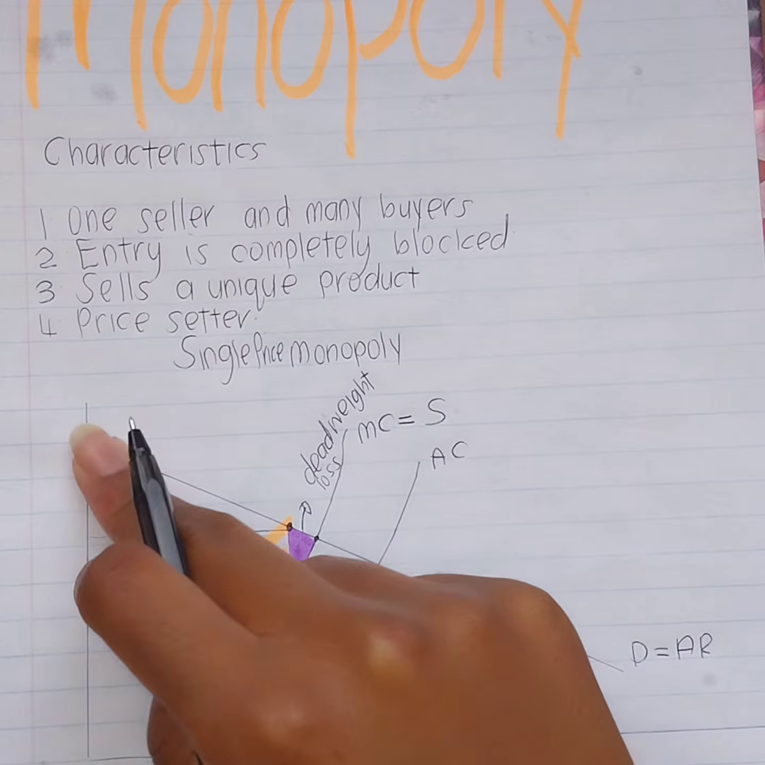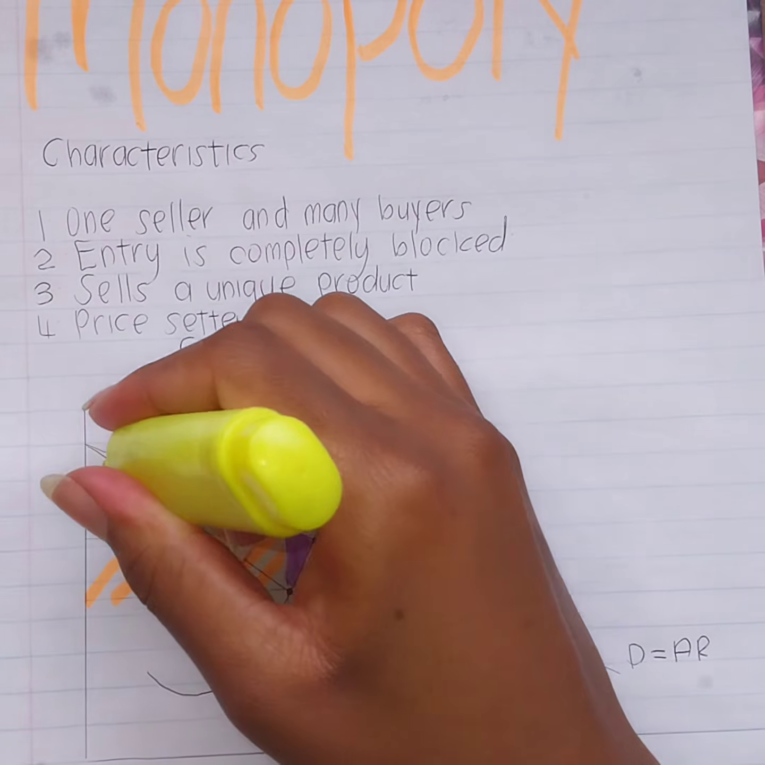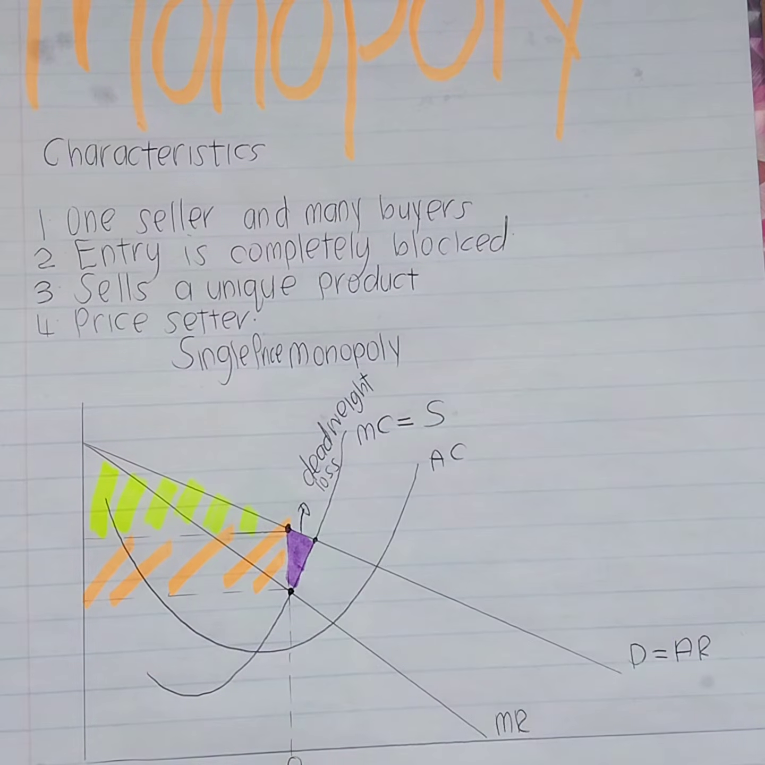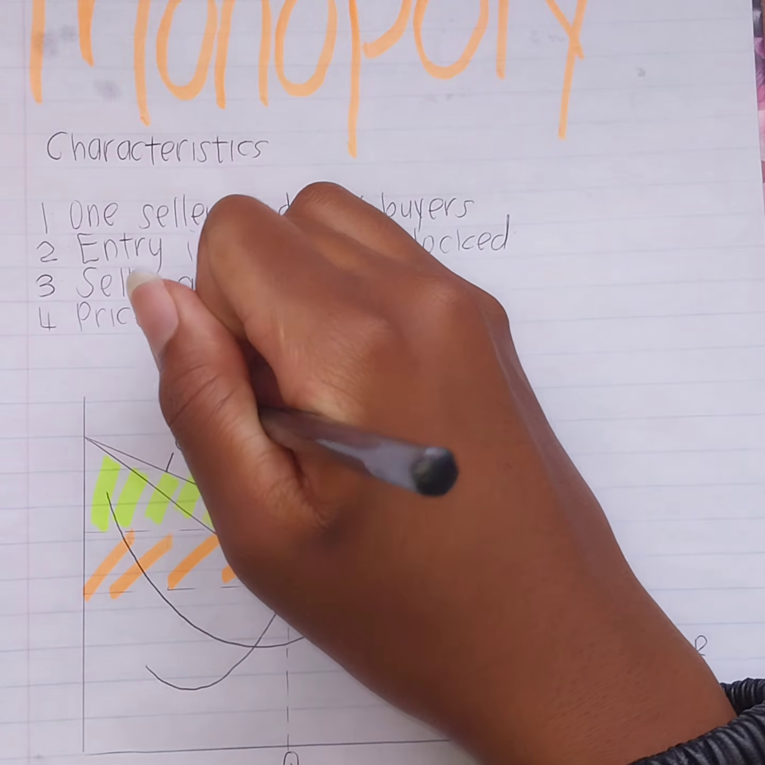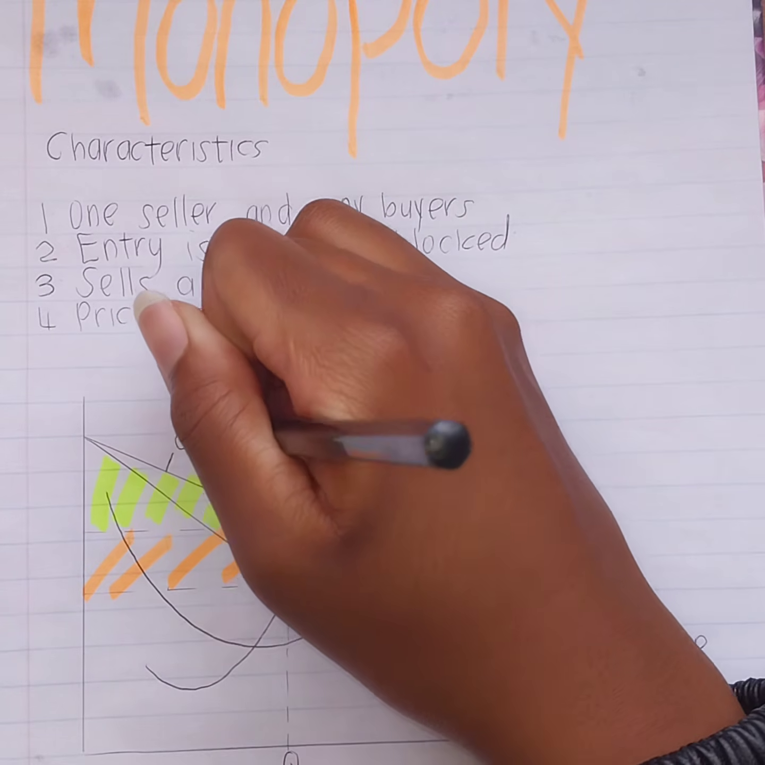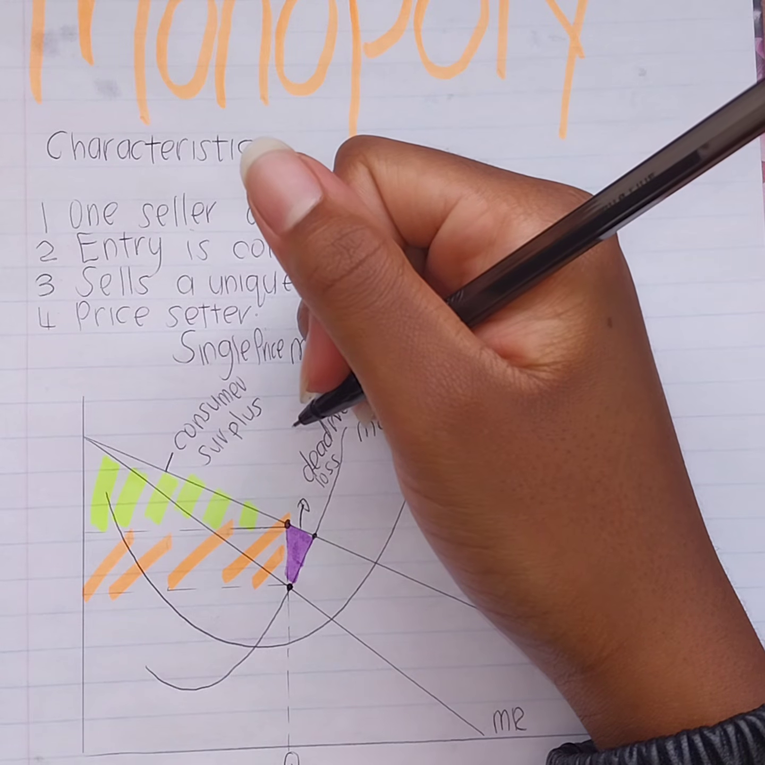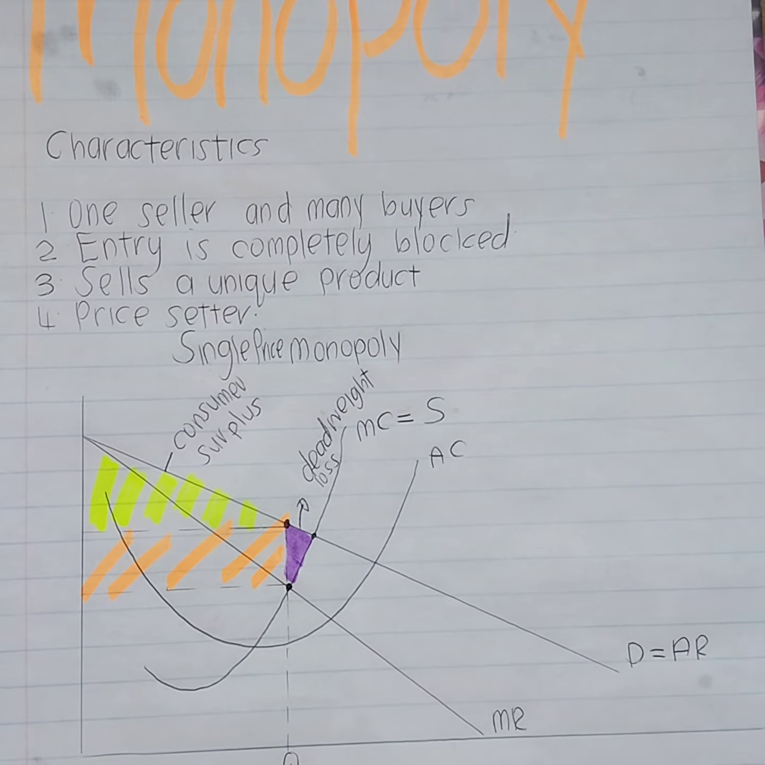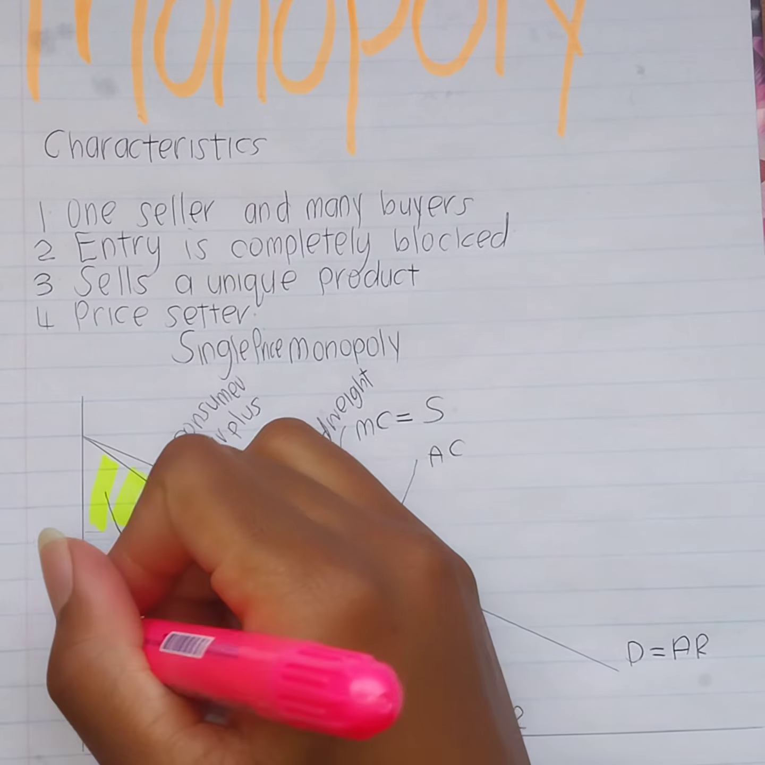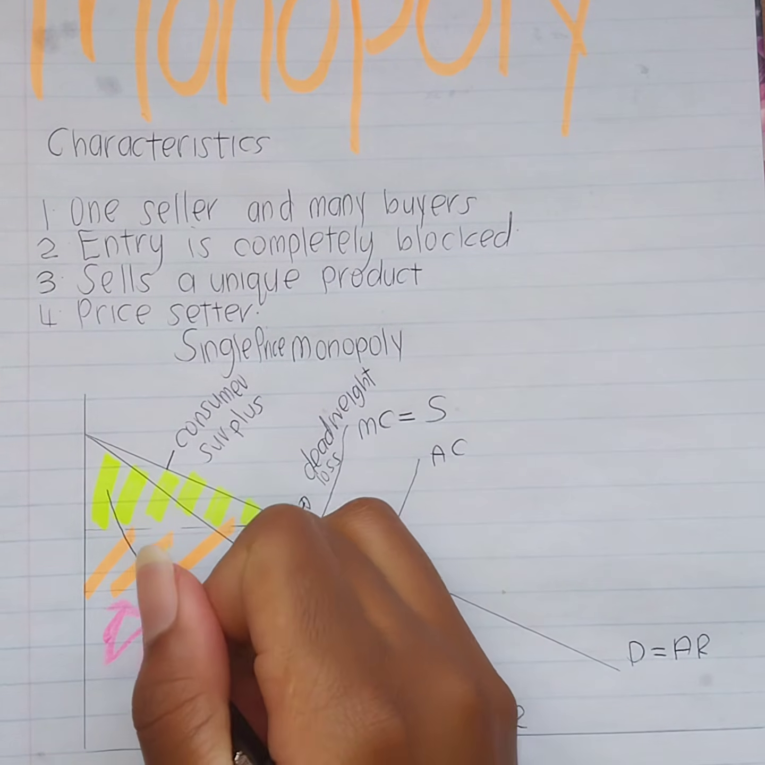There's another triangle formed right here, right? So that is your consumer surplus. So this whole thing is your consumer surplus. For those of you who do not understand consumer surplus, I am going to use the perfect market to explain what consumer surplus is, right? But that's going to be in another video. So please be on the watch out for the video. And then you have producer surplus right here, right? So this is producer surplus.